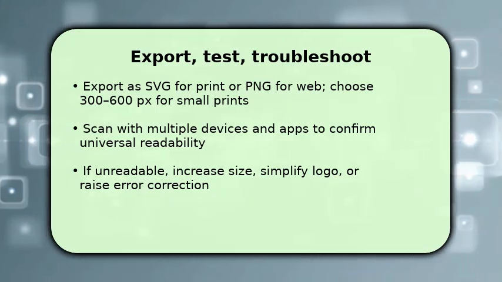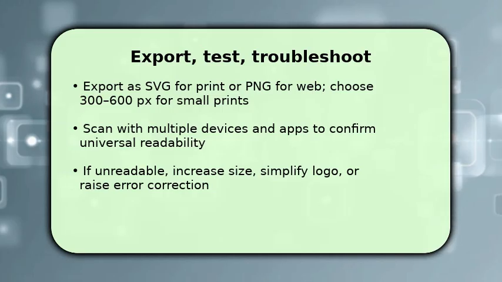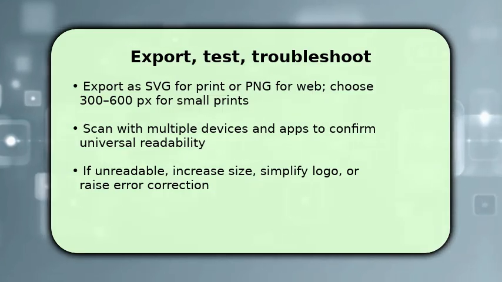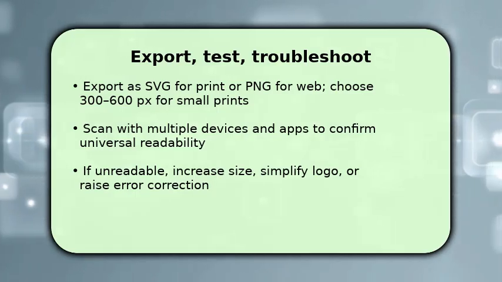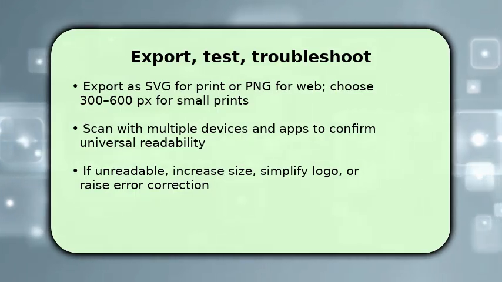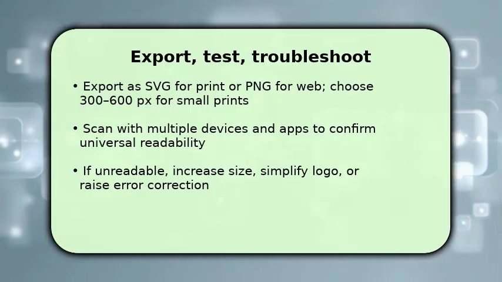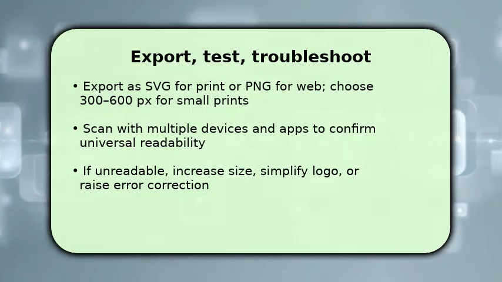Choose SVG for sharp print or PNG for web. Set resolution to 300/600px for small print items. Then scan with multiple phones and apps to confirm universal readability and try from typical distances you expect users to scan. If scans fail, troubleshoot.